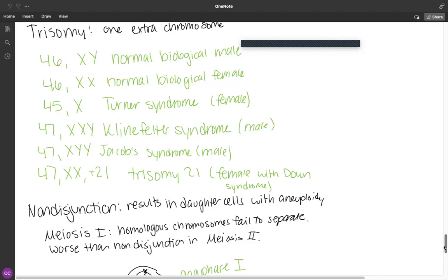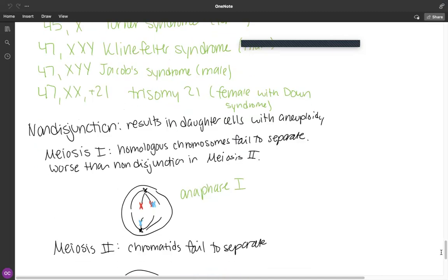And then trisomy 21, remember trisomy is an extra chromosome. So you have 3 copies of that chromosome instead of 2. So it is 47 because we have an extra chromosome, XX. This just says that we have a genetic female, and then plus 21 designates that we have an extra chromosome 21. So we would have 3 chromosomes at chromosome 21.